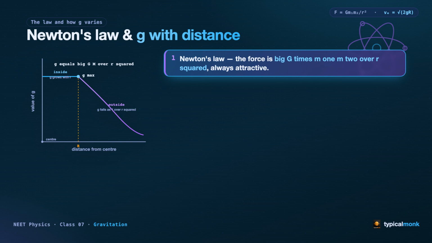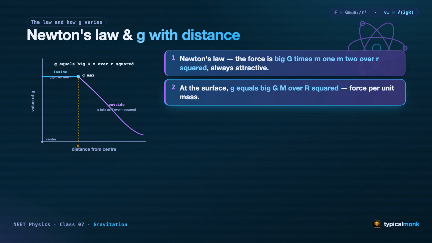Now look at this graph carefully, because it tells the whole story of how gravity changes with distance from the center of the Earth. Newton's law says the force between two masses is big G times m1 m2 over r squared. And it is always attractive. Masses only pull, never push. At the surface, the force per unit mass is g, which equals big G times the mass of the Earth over the radius squared. This is the value you feel every day.